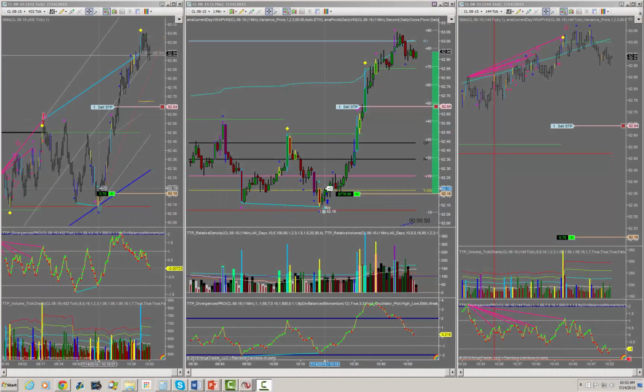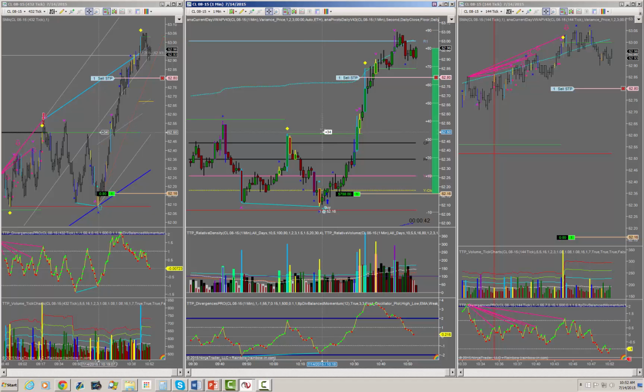Okay, this is my second entry of the day. I'll go over why in a moment, but I should have already been out, but here I am fumbling around with the screen recording software. I'm going to tighten this stop up now and see if we can't break through that high.